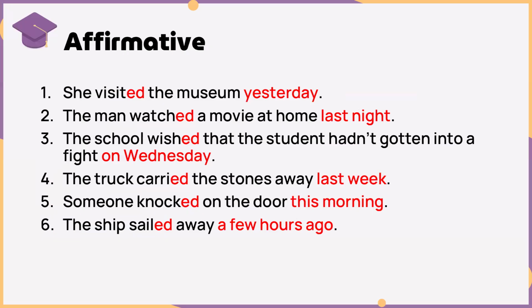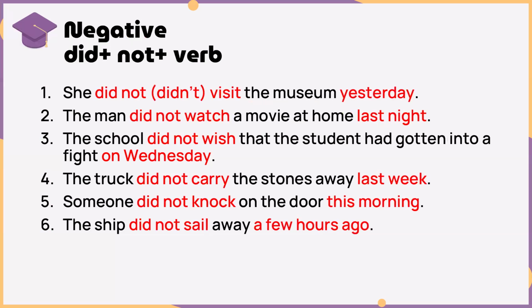Remember that sometimes the pronunciation can change. So you hear like a d or t at the end. But for the verbs ending in t or d, you hear ed, like visited. Very good. If it's in the negative form, you only need did, not, plus the verb in base form. If you notice the verb is always in base form, we cannot change the verb.